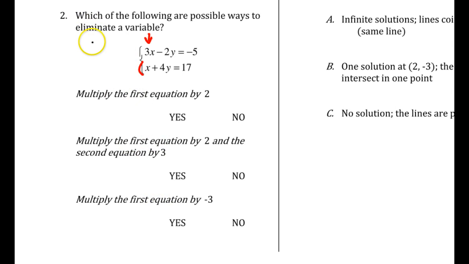So let's look at the y variable. In order to cancel this out, I have a 4y, and then I have a negative 2, so I need a negative 4, multiply the top equation by 2, and that will give me 4y and negative 4y. So if I multiply the first equation by 2 and the second equation by 3, that's not going to give me anything to cancel out. And if I just multiply the second equation by negative 3, then that would work for the x's. So those are the two possibilities.